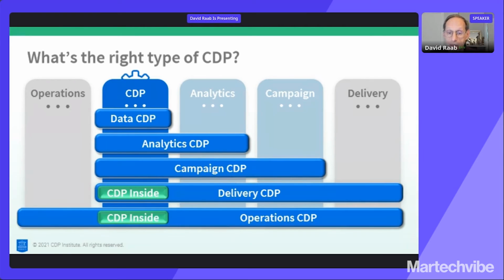So inside of your e-commerce system, you could have a CDP if it pulled in data from all other sources, not just the e-commerce system, and if it shared the data out with all other systems, not just used it internally. When you get down to delivery and operations, we talk about having a CDP inside for exactly that reason. It's just one of many functions available.